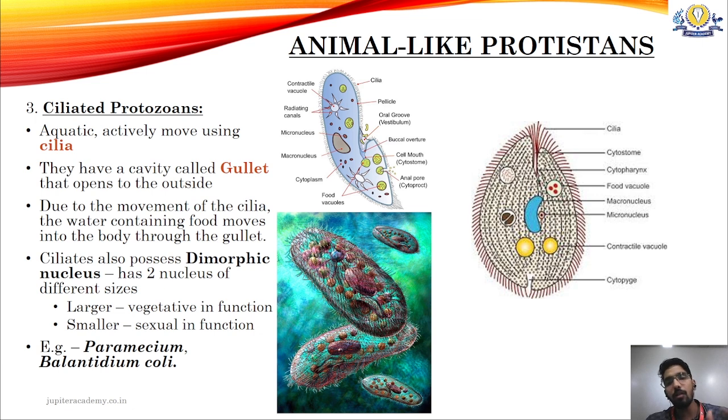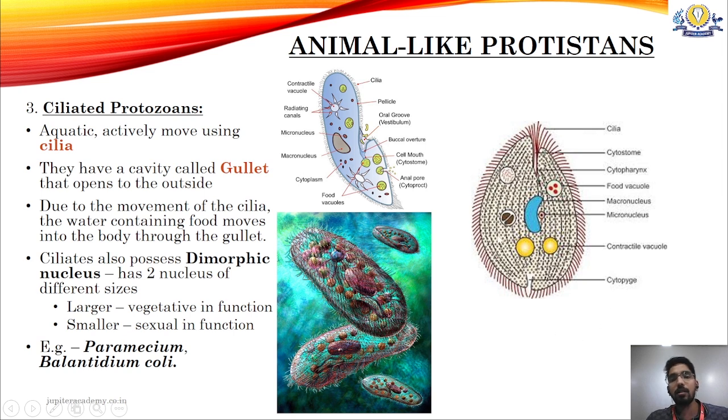Due to the wave-like movement of the cilia, water goes inside the body of the organism. This water also contains your food, which can be bacteria, which is ingested by your ciliated protist. Here in this case it is Paramecium. The other figure which is given is nothing but Balantidium coli.